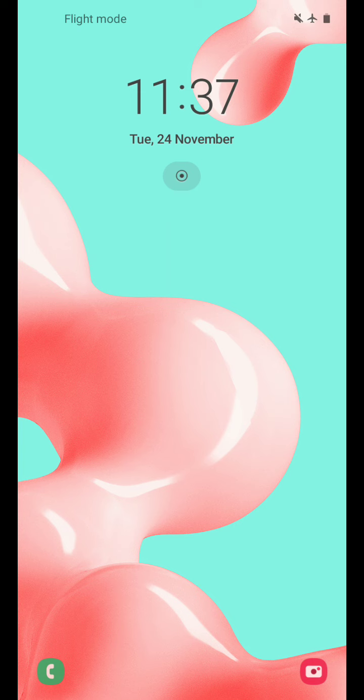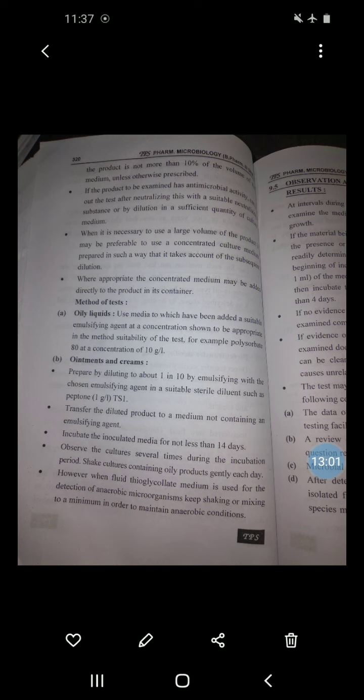Then incubate the inoculated media for not less than 14 days and observe the cultures several times during the incubation period. Then shake the culture containing oily products gently each day. However, when fluid thioglycolate medium is used for detection of anaerobic microorganisms, keep shaking or mixing to a minimum in order to maintain the anaerobic conditions. So this is all about these sterility test methods.